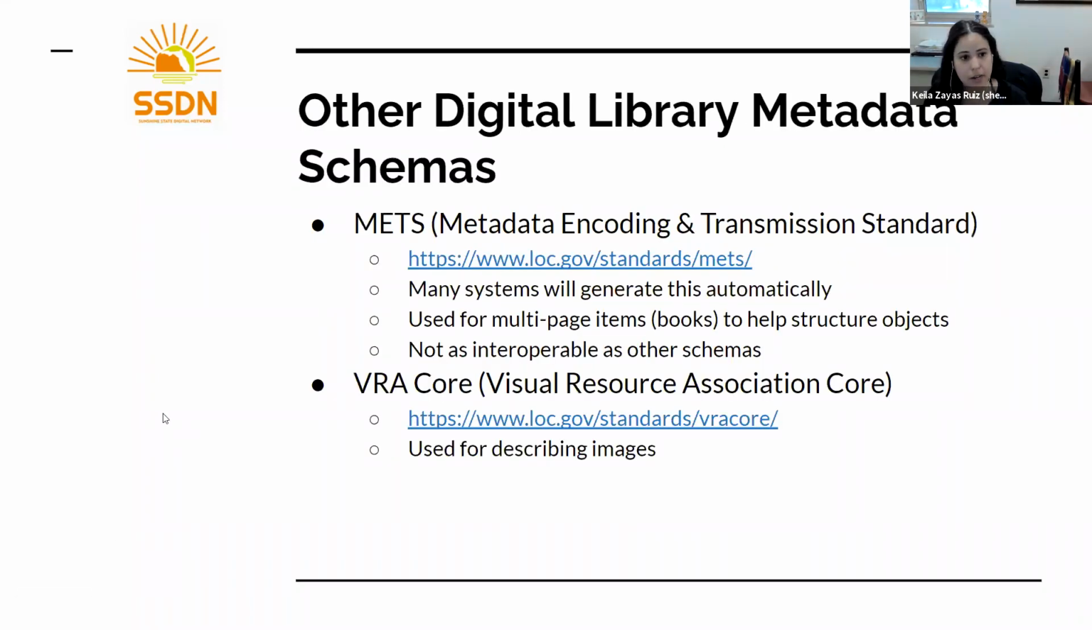Some other schemas that are commonly used in digital libraries that we aren't talking about today are METS and VRA. METS allows for additional structure in records. So it's really good for things like books. Some things that have multiple pages, it allows you to keep that structure in your system. And then VRA Core is specifically used for images and artwork. And it's used a lot in museums and in fields that are based on imagery. So we aren't talking about those today, but I did provide some resources for you to check out on those if you're interested, or if your collections contain a lot of those types of items.